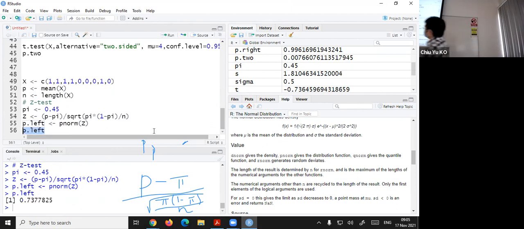left tail test for the proportion. If you want, you can try the right tail and the both tail. Try to see if you understand how the binary data works. Okay, so that is how you do the Z test.